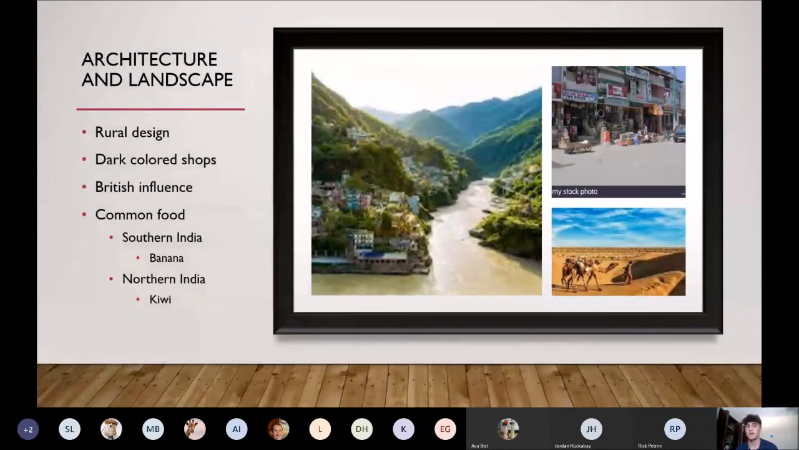Architecture and landscape. It was a really rural design. Dark colored shops and houses are really common there. There's not a lot of really bright colors unless it comes to clothing. And there's a really big British influence because they were controlled by the British for a while. A common food in southern India that gets grown is bananas. There's a lot of them, and then northern India is kiwi.